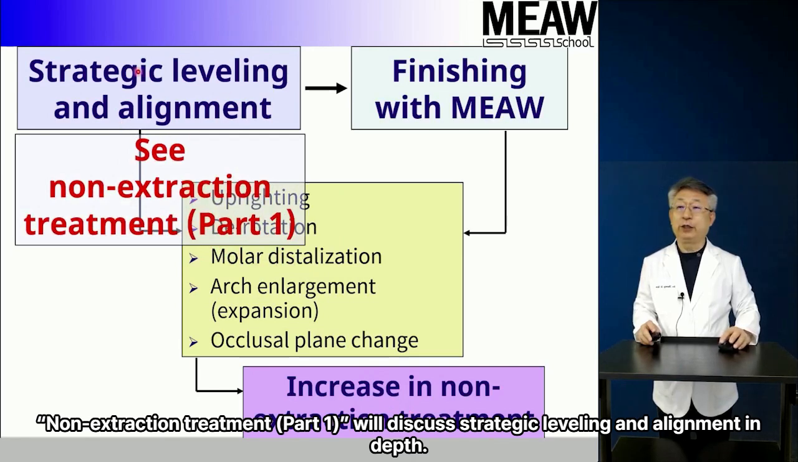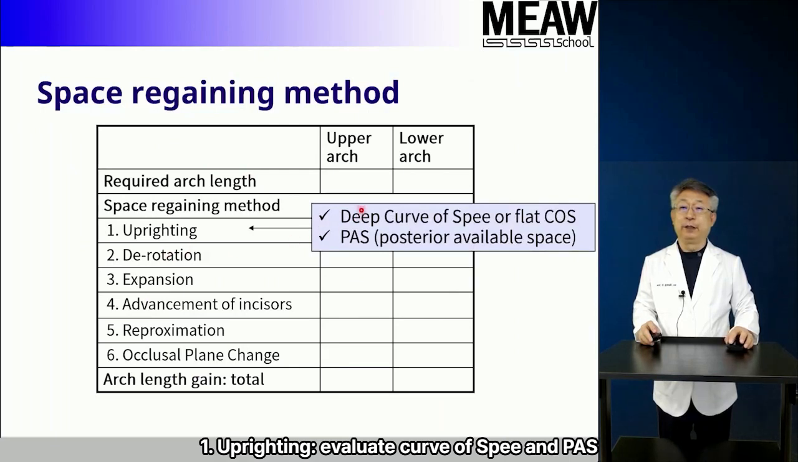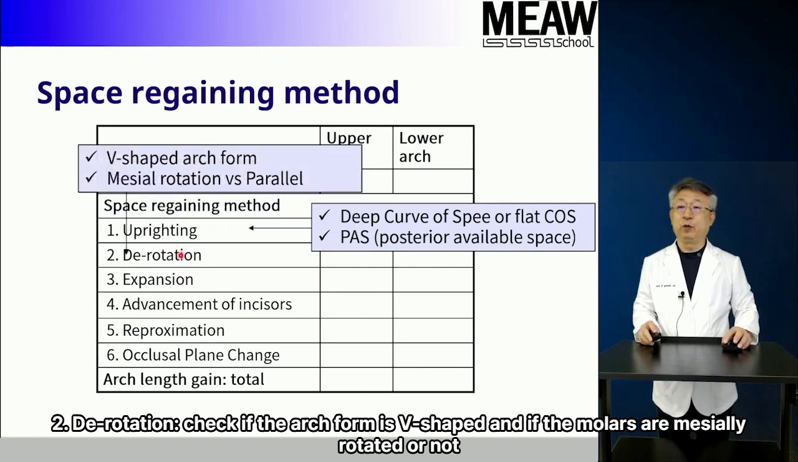Non-extraction treatment Part 1 will discuss strategic leveling and alignment in depth. Let's review the space-gaining methods. 1. Uprighting. Evaluate curve of SPI and PAS. 2. Derotation. Check if the arch form is V-shaped and if the molars are mesially rotated or not.